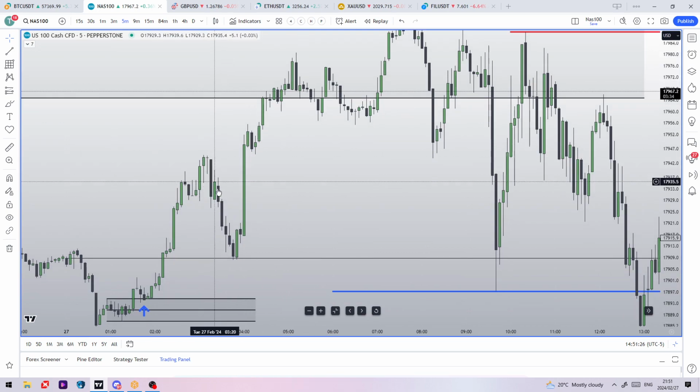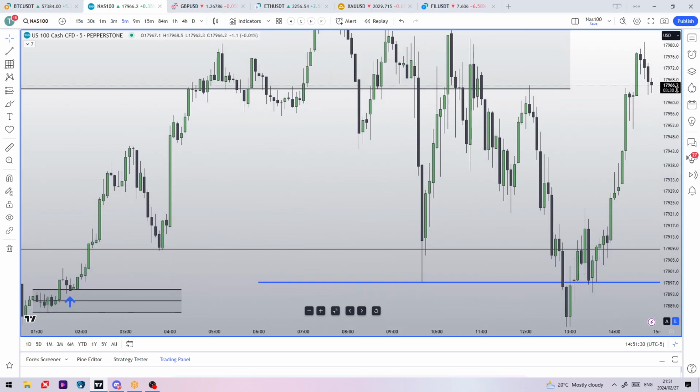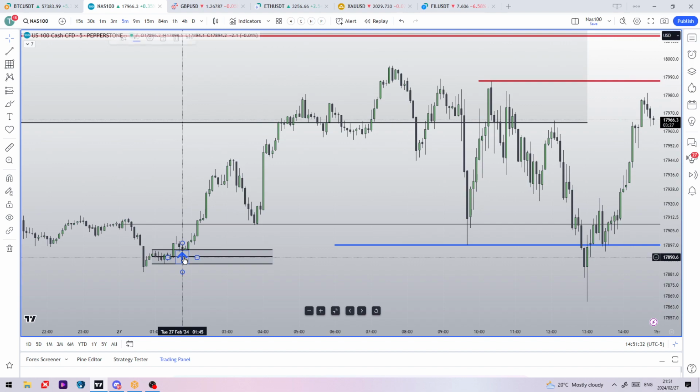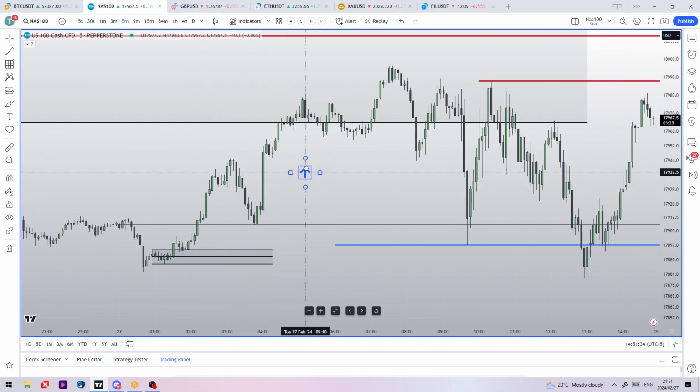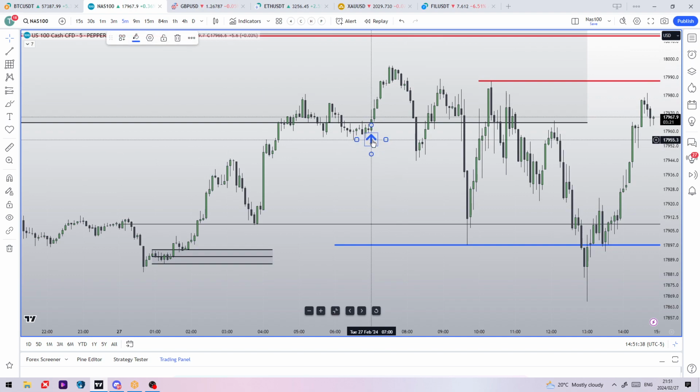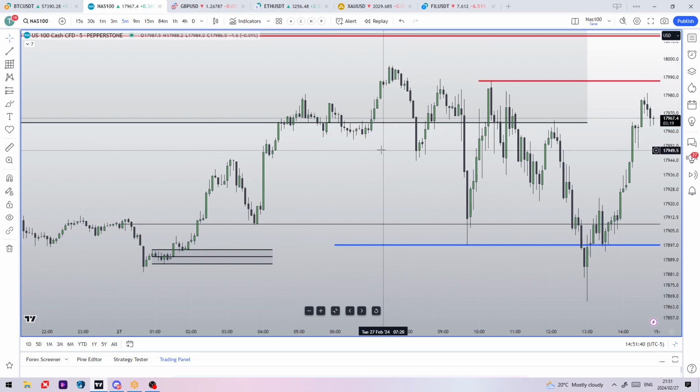There was a short opportunity inside here. I think one of the guys took it, and the next setup I took something inside here, and I didn't take any more. I think I may have taken one just about here. That was it for the day, right?